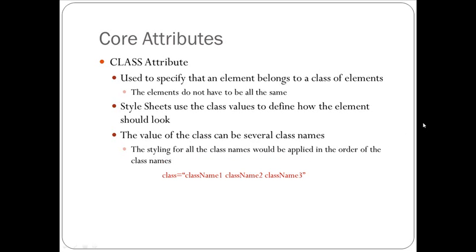The class attribute can also have several class names. If you have several class names, you just list them all inside of the quotes with just a space between them. No comma, just a space. The styling of each of these will be applied in the order that they are listed. So all the styles for class name 1 would be applied, then the styles for class name 2 would be applied, then the styles for class name 3 would be applied.